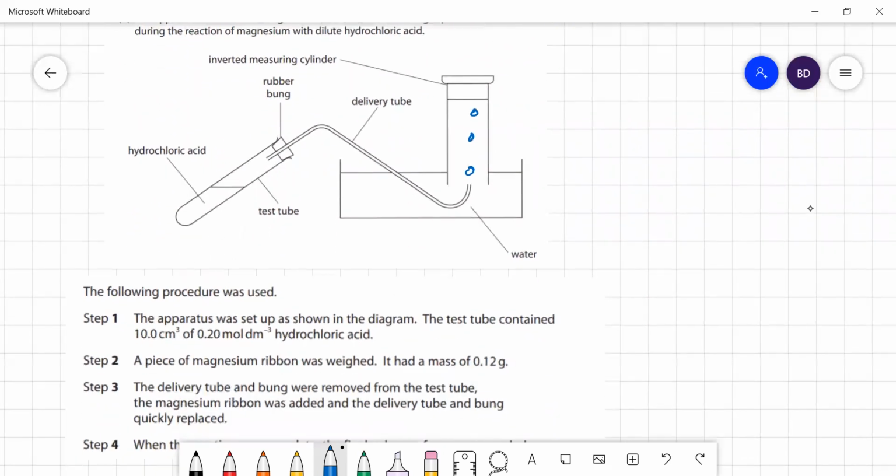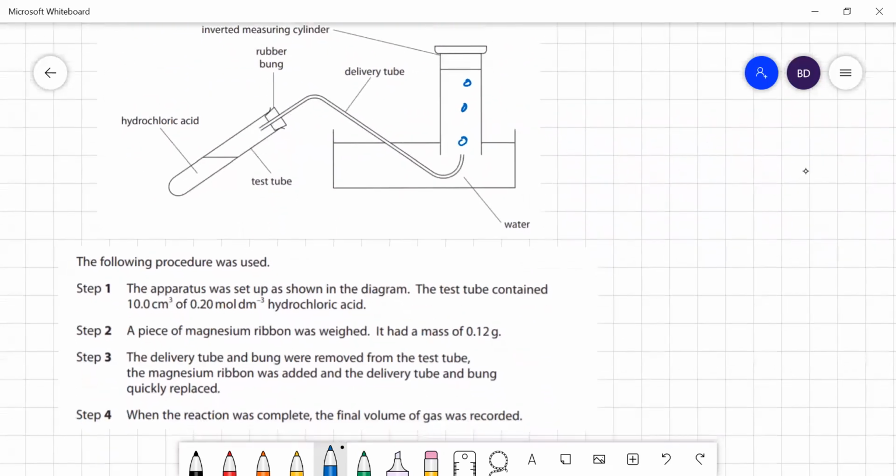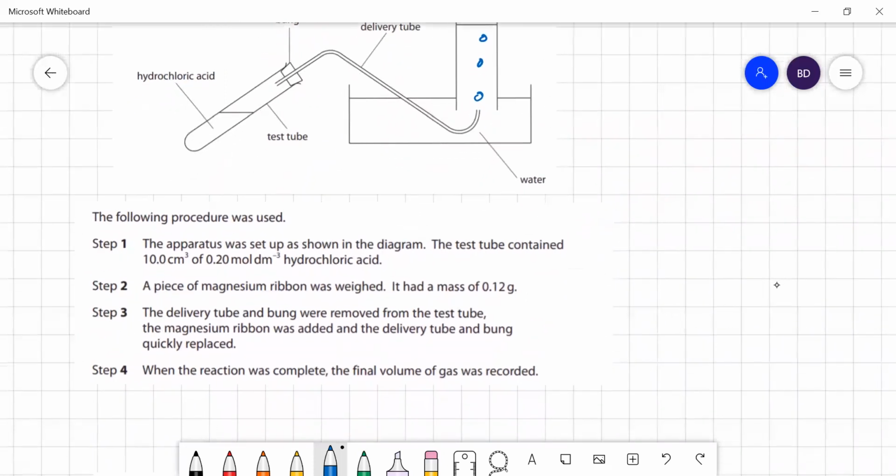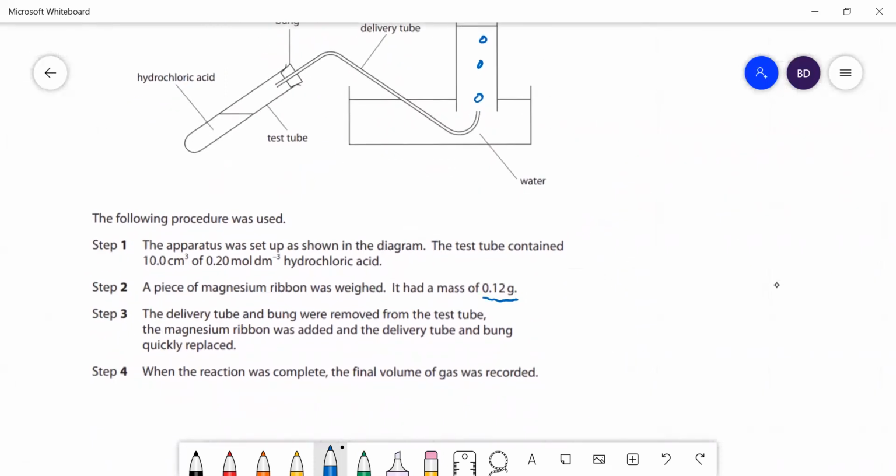The following procedure is used. So they set that up. A piece of magnesium ribbon was weighed, and they give you the mass there. The delivery tube and bung were removed from the test tube. The magnesium is added very quickly. So you're going to lose a bit of gas there with that method. It's not a brilliant method. And when the reaction was complete, the final volume of gas was recorded.